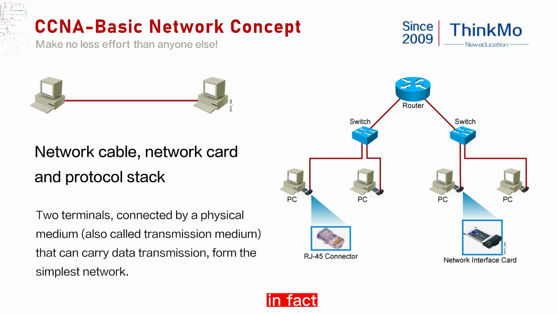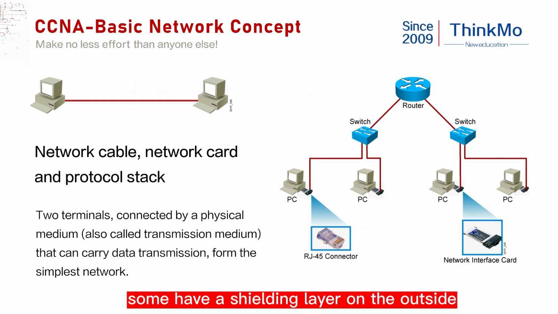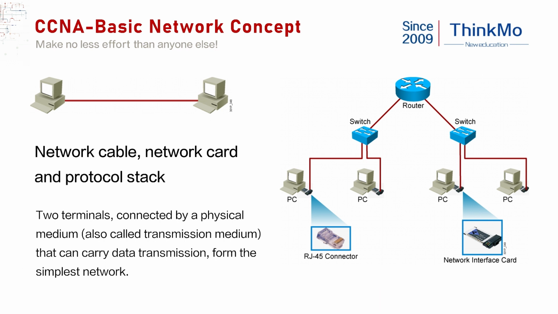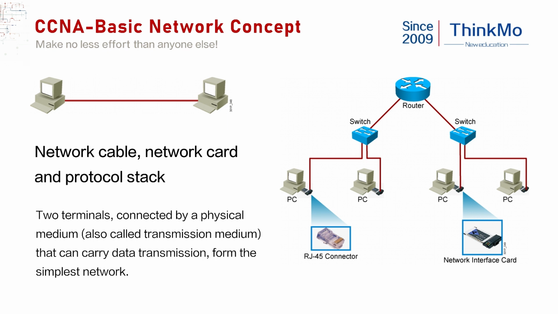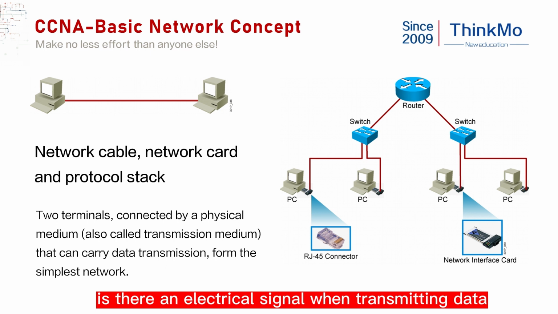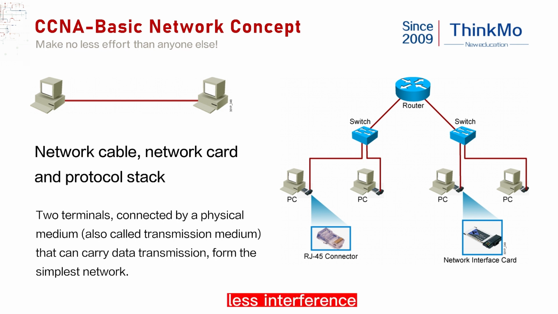In fact, in the future in projects, when we do it ourselves, some have a shielding layer on the outside. It can shield the copper core inside our network cable, so there is less interference when the electrical signal transmits data. This is our standard like RJ45. Later, for RJ45, just know it's a crystal head.